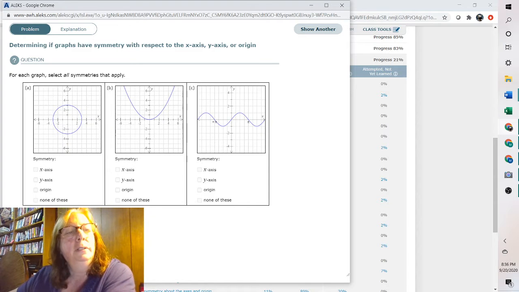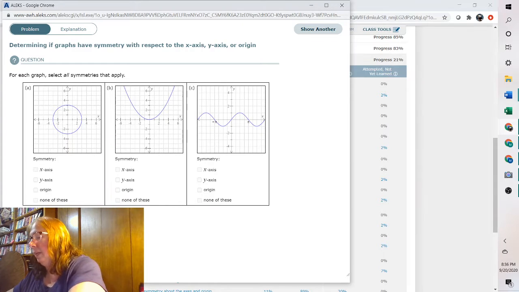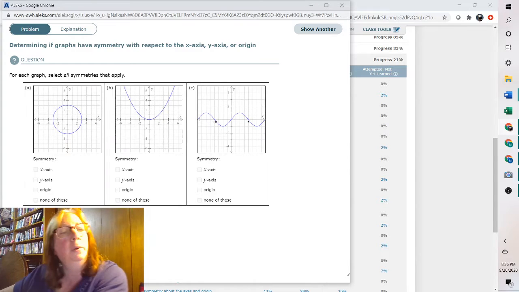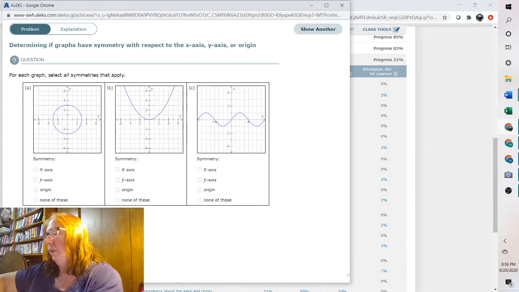For the first one, notice the circle. If we flipped it on the Y, you'd still have the same graph. What you could do is even think of folding it in half. Because if we fold it in half, they're laying on top of each other. But you're just spinning it on the y-axis. It would spin this way, on the x this way. So it definitely has both of those. And then the origin, you could turn it upside down, and if you have the same graph, then it has origin. So this circle has all three.